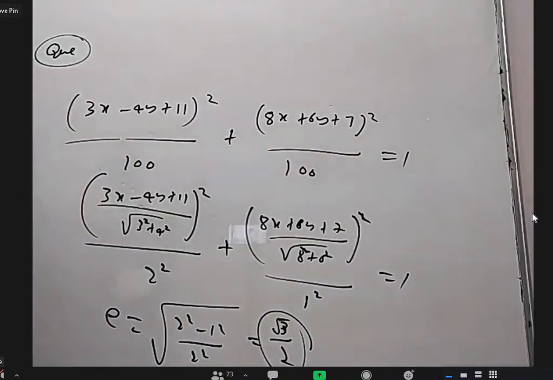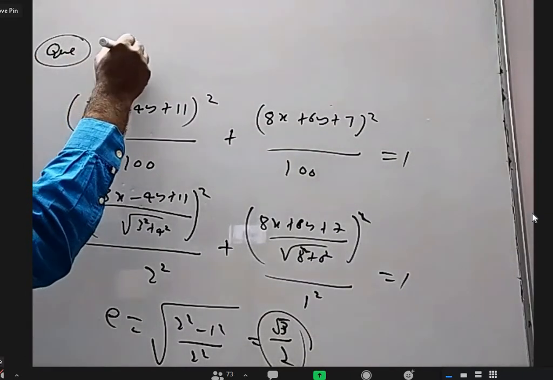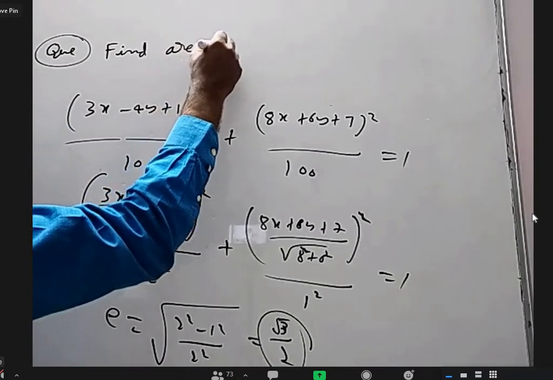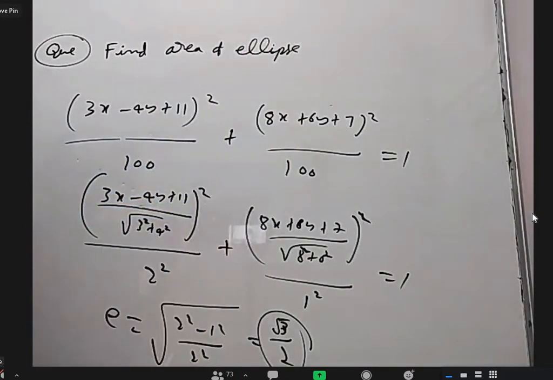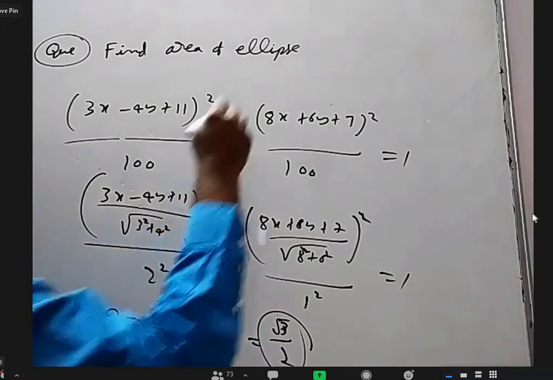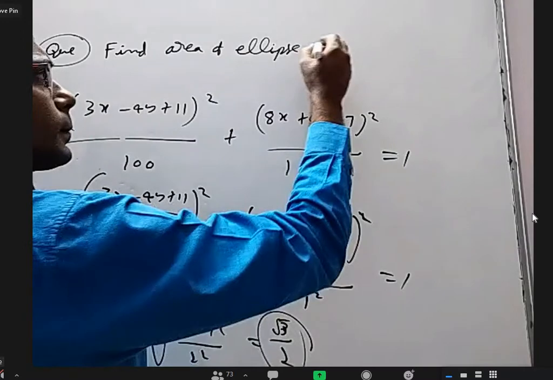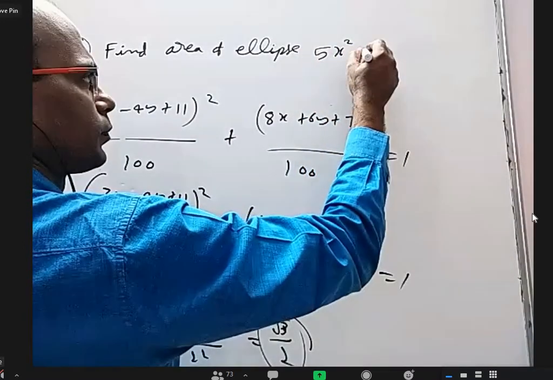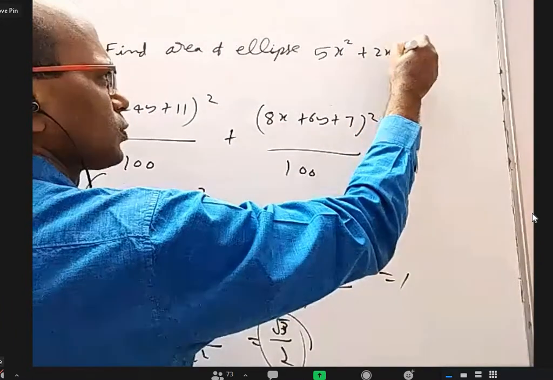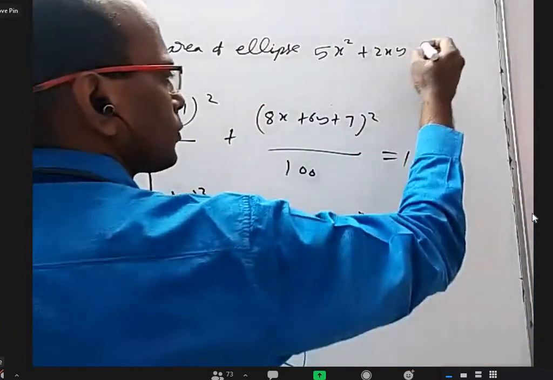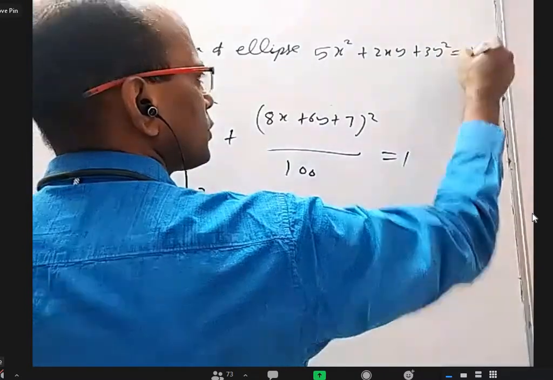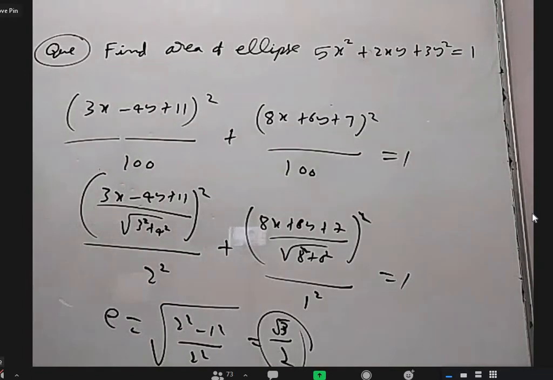Okay, those are completed. Next question. Find the area of the ellipse 5x square plus 2xy plus 3y square equal to 1.